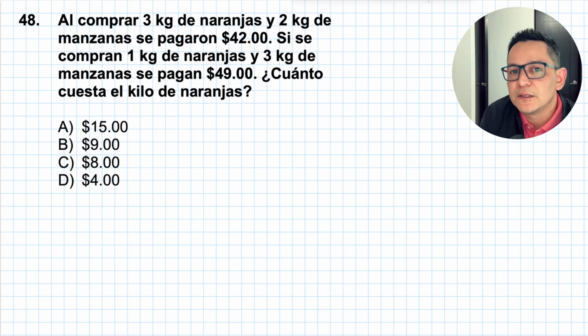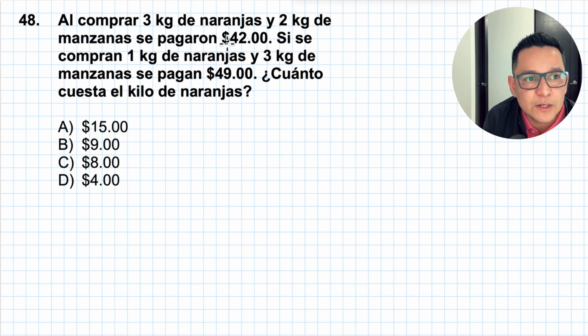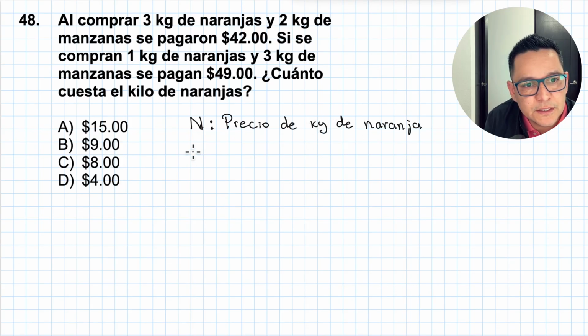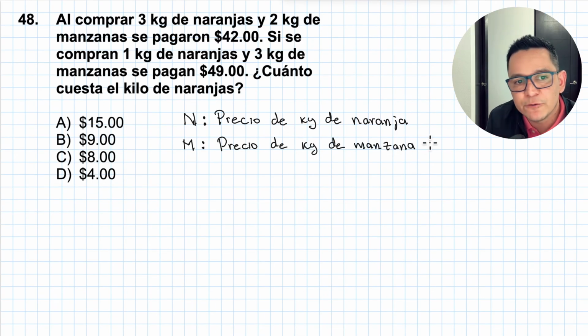Okay, this is definitely a system of equations, right? I'm going to say that the price of a kilogram of oranges will be represented by the letter N. So, N is the price of a kilogram of oranges. And I'm going to say that capital M is the price of a kilogram of apples.